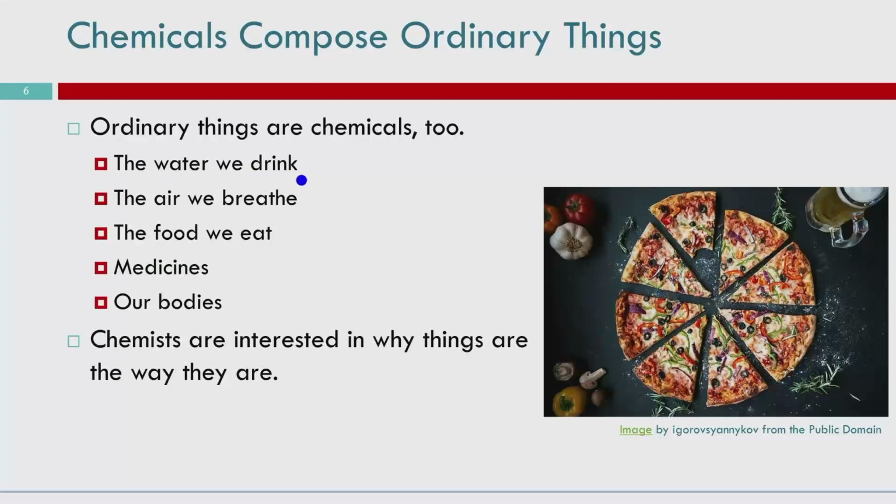The water we drink is chemicals. The air that we breathe is a bunch of chemicals. The food that we eat is so many chemicals. Medicines are chemicals, our bodies are chemicals, and chemists are interested in why those things behave the way that they do. Some chemists study the cooking process.